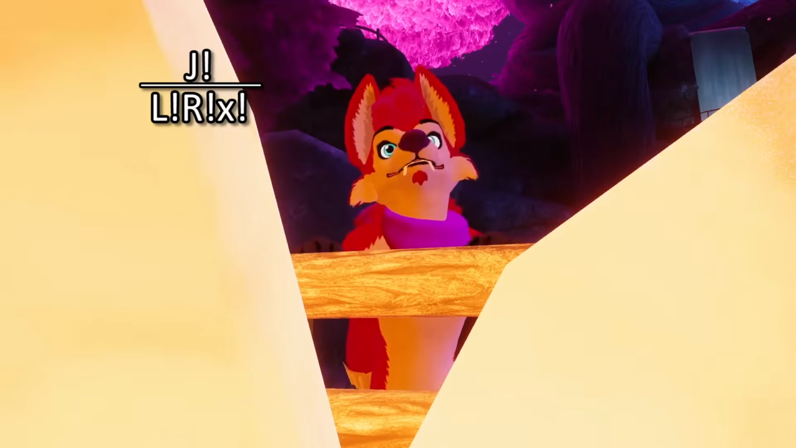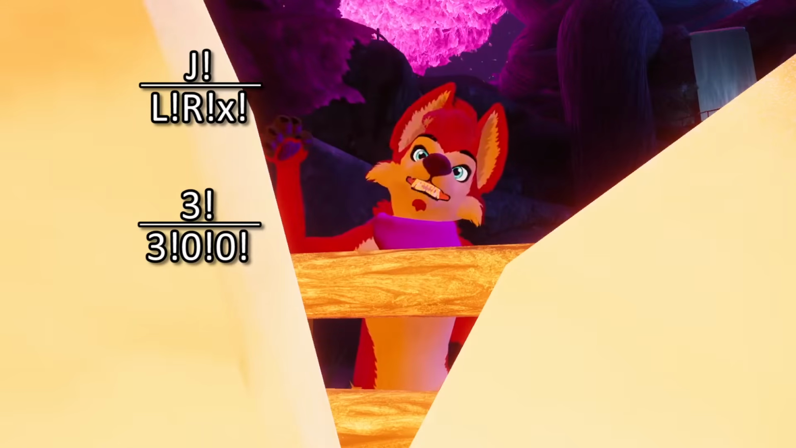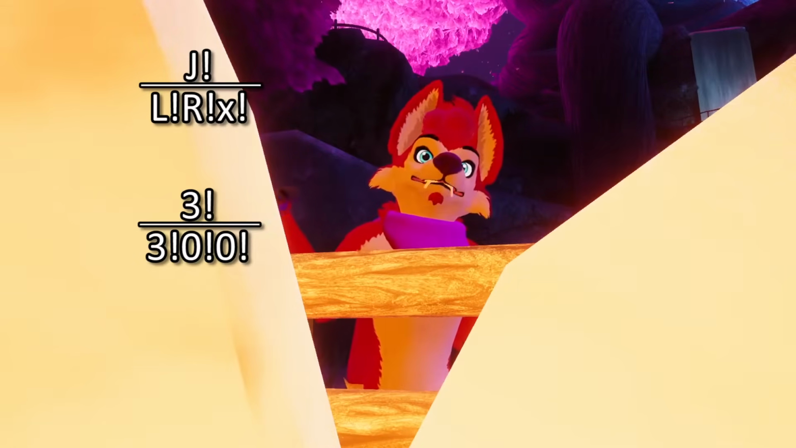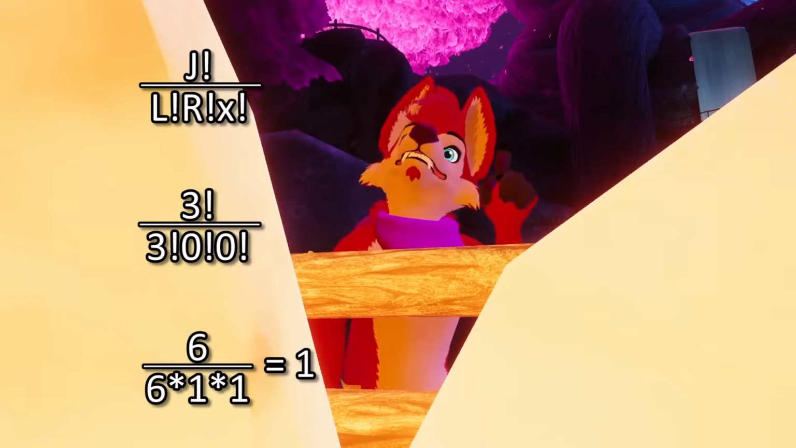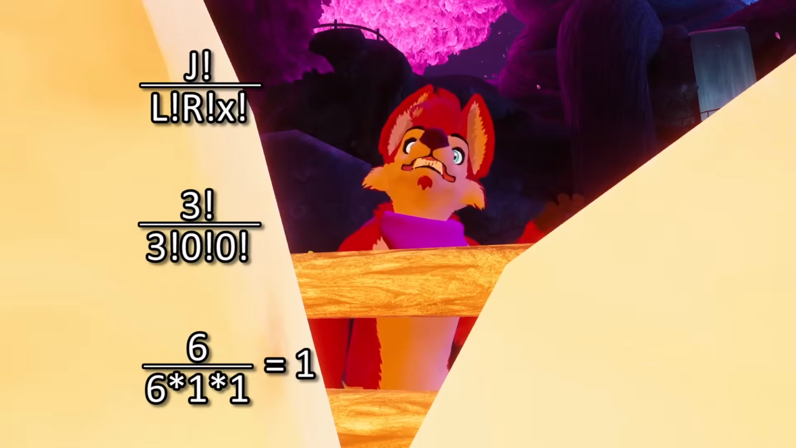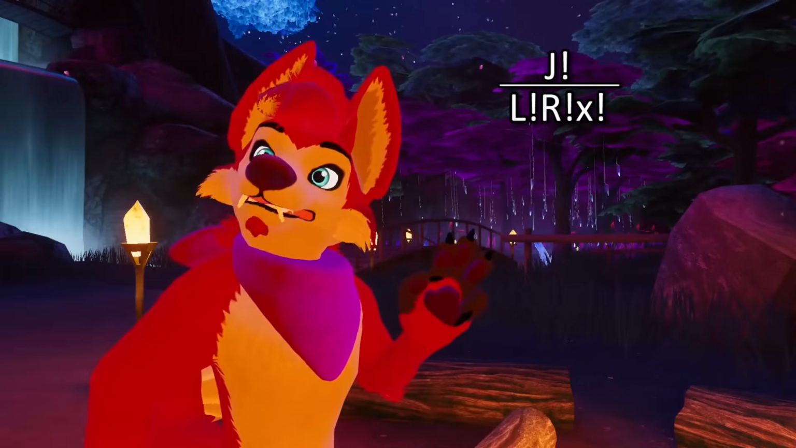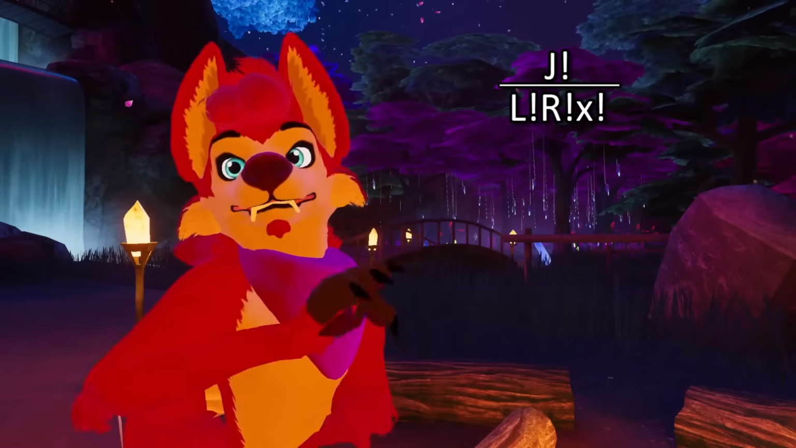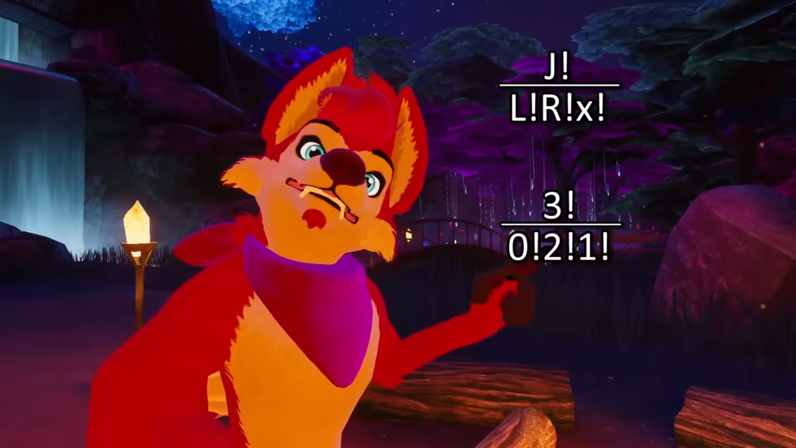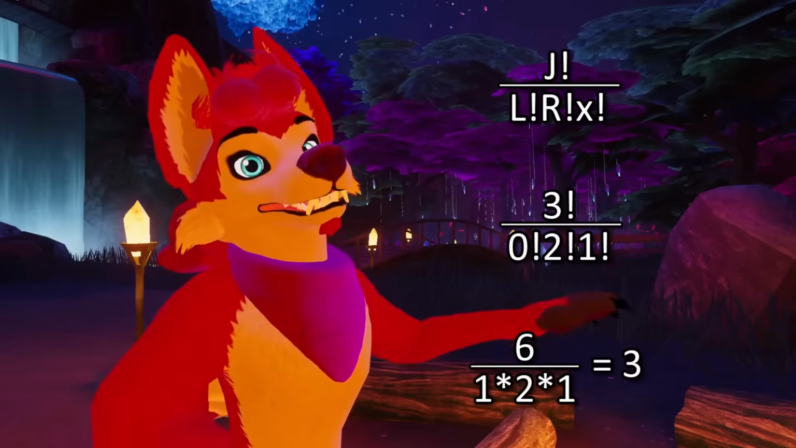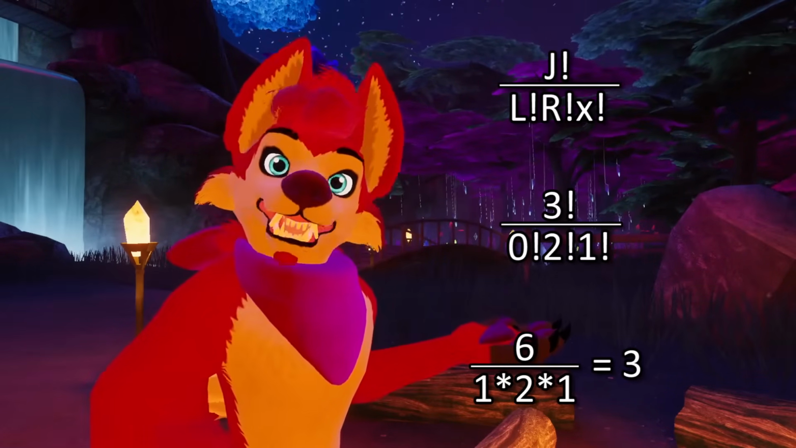Here's an example. Let's say we have 3 judges, and all 3 of them vote for the left. J would be 3, L would be 3, R would be 0, and X would be 0. Plugging all this into a calculator gets us 1 configuration, which makes sense. There's only one way to have all 3 judges vote for the left. How about another example? Let's say we still have our 3 judges, 2 of them vote for the right, and 1 votes for a tie. Well, in this case, J would be 3, L would be 0, R would be 2, and X would be 1. Plugging all this into a calculator gets us 3 configurations, which is what we saw earlier as well.